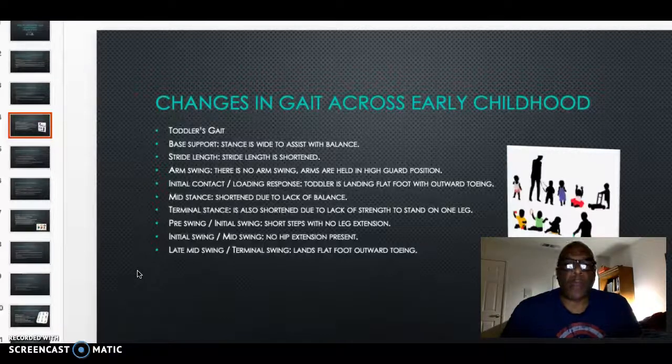Again, this all comes back to the child's inability. The child doesn't have that much strength to stand on one leg or extend it out any further. In the initial swing and mid-swing, there is no hip extension present. In late mid-swing and terminal swing, the child lands flat on one foot with outward toeing.